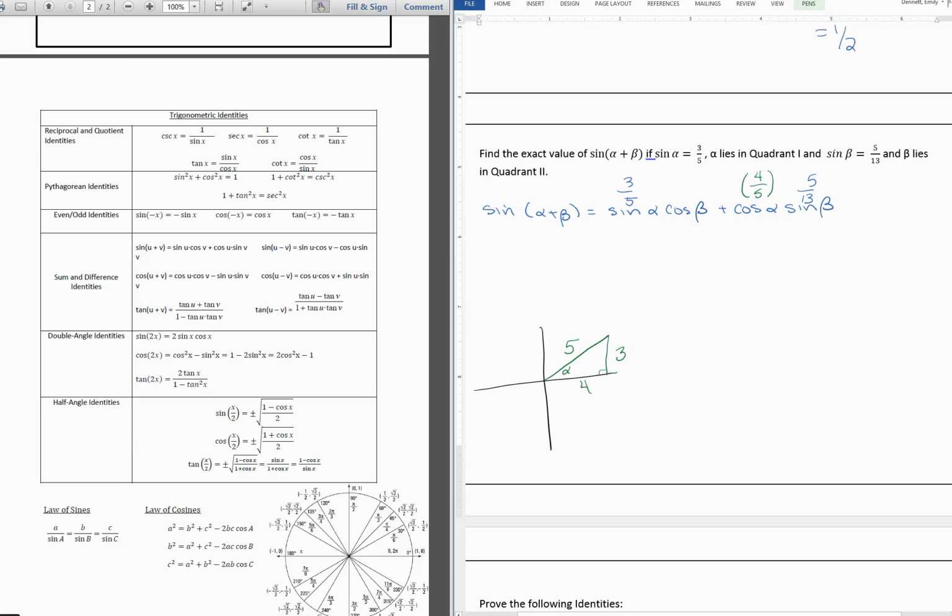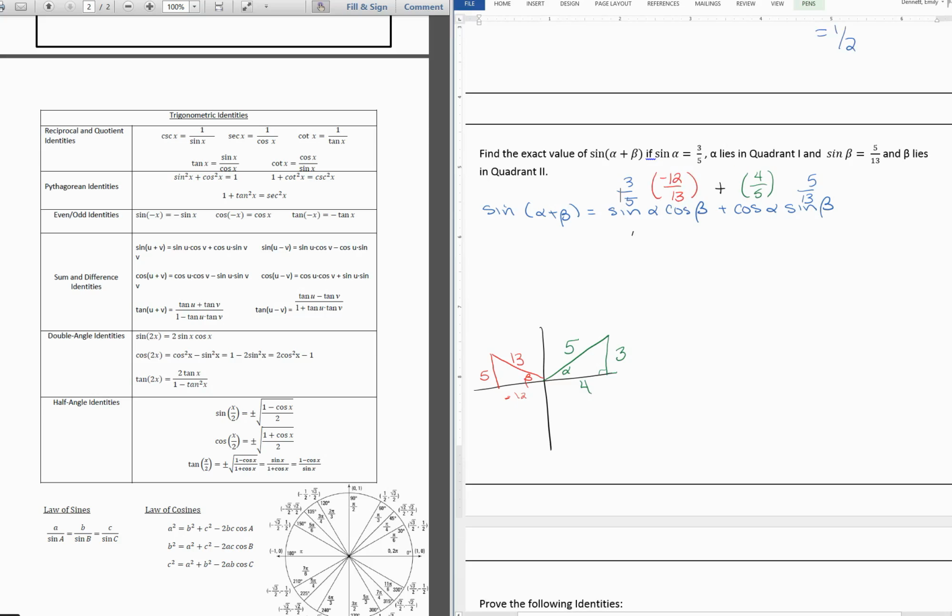We're told beta is in the second quadrant, and we're told sine is 5 over 13. Now if we do the Pythagorean theorem, we'll get that this leg is 12. Since it's in the negative x direction, we need to make it negative 12. So here, adjacent over hypotenuse would be negative 12 over 13.